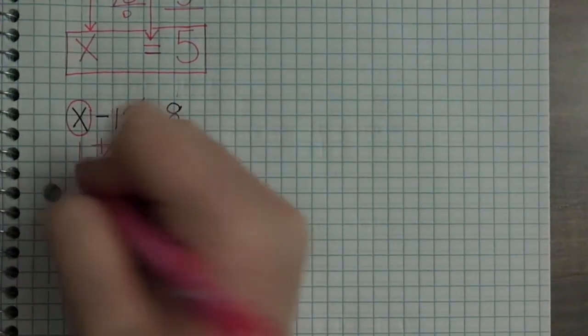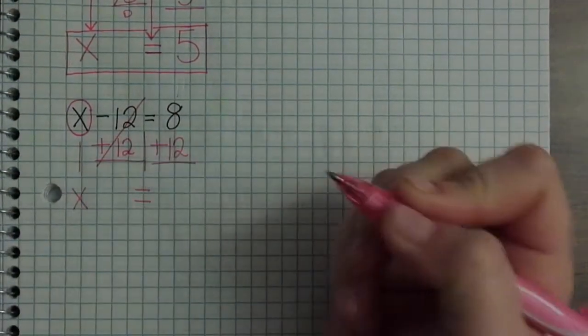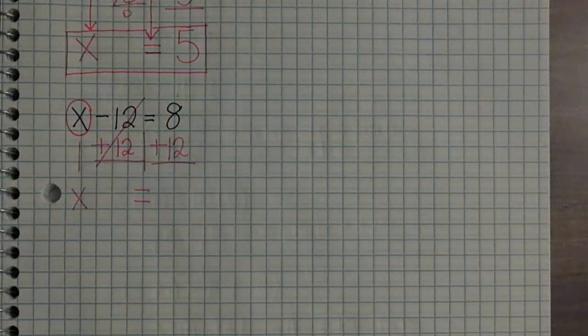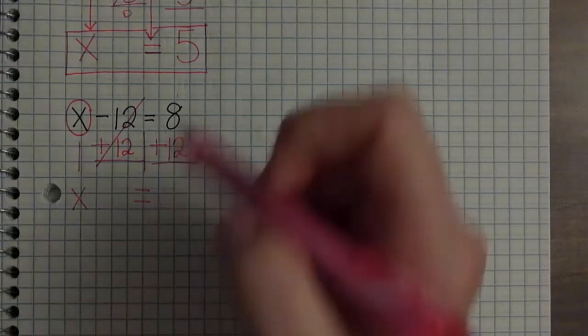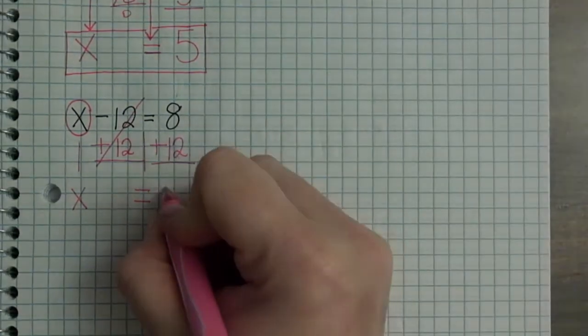So again, bring down your x, bring down your equal. 8 plus 12. You can use a calculator if you want, or you can just know that 8 plus 12 is 20.